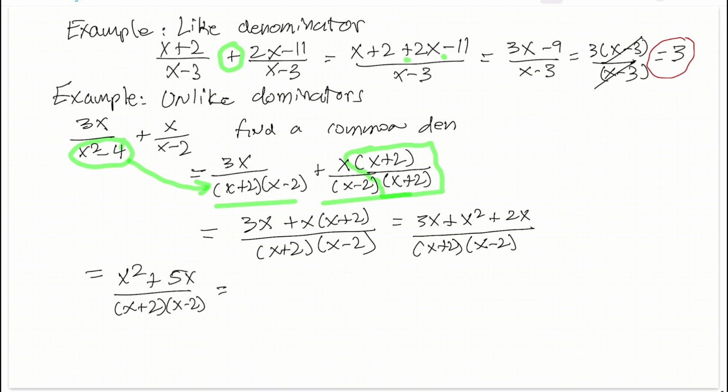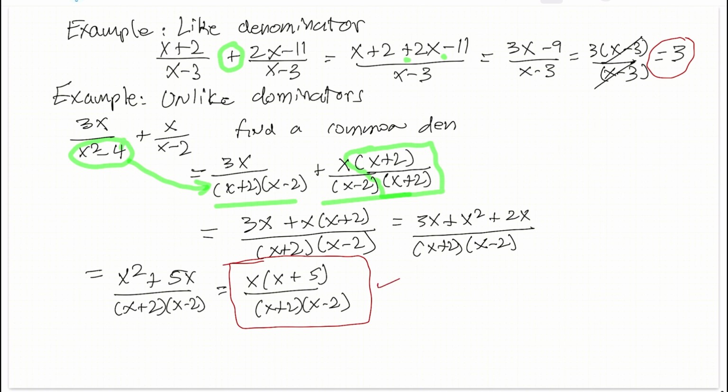This we could reduce down, just factor out an x, reducing it to lowest terms: x times x plus 5 over x plus 2 times x minus 2. So this is going to be our answer for the second example. We added these two rational expressions together, and we came up with this as our answer.